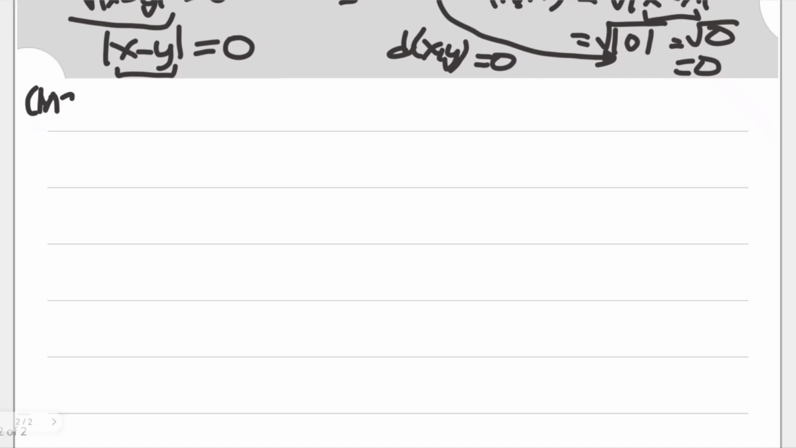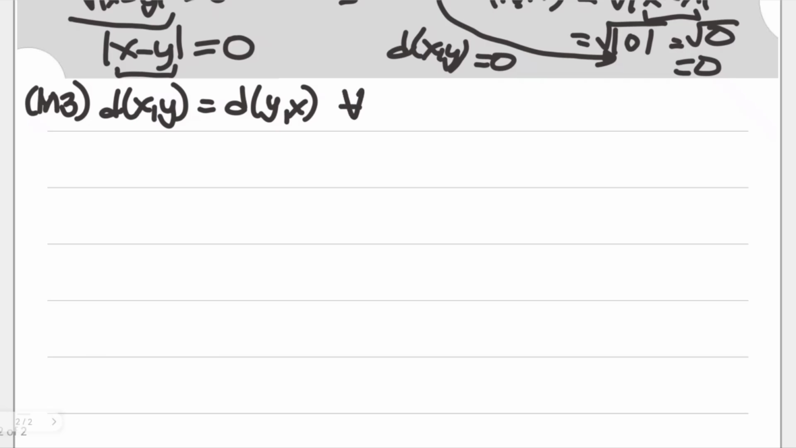Okay, now let's proceed to our M3. This is for symmetry. M3 symmetry tells us that the distance of x and y is just equal to the distance of y and x. So no matter which value is written first in our function, they are just the same for all x and y element of X, or the set of real numbers for this case.